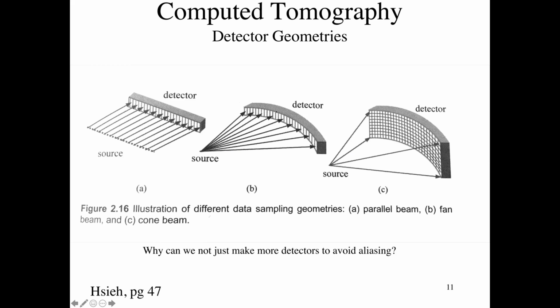So what corresponds to the sampling rate here? It's just 1 over the separation of the detectors, right? If I have 100 detectors here, and they're separated by 1 centimeter each, I can up my sampling rate by making 1,000 detectors and making them 1 millimeter each, right? And so now my sampling rate has gone up by a factor of 10.